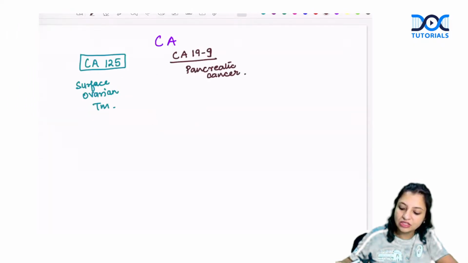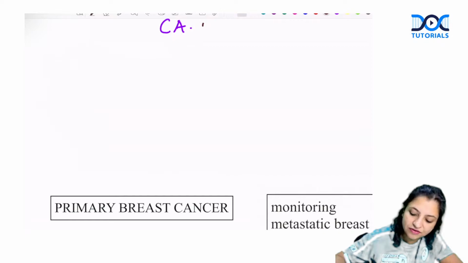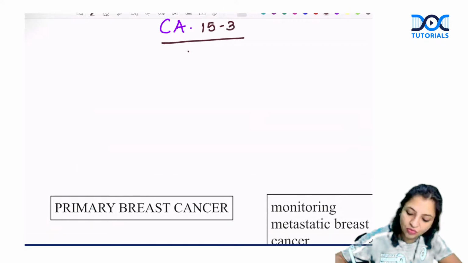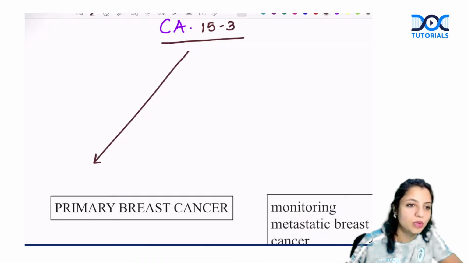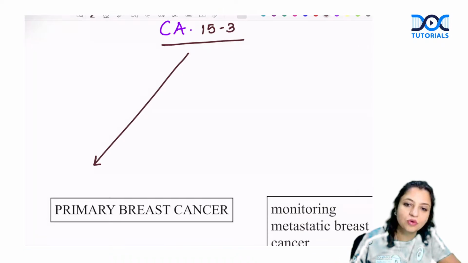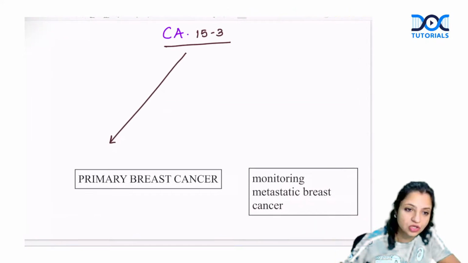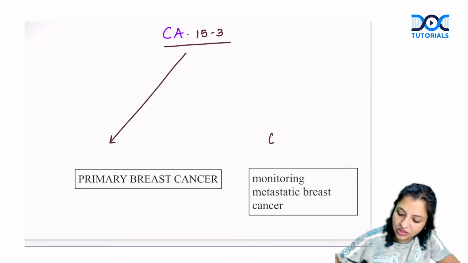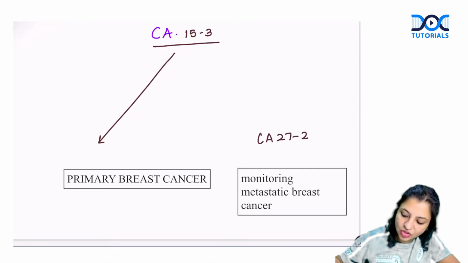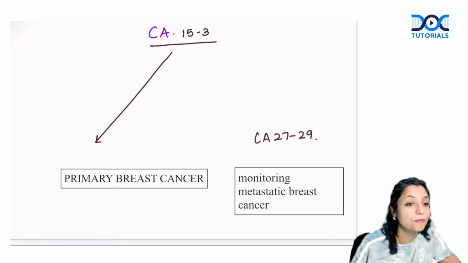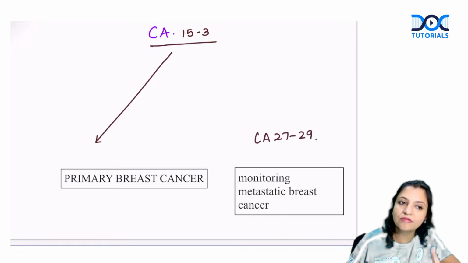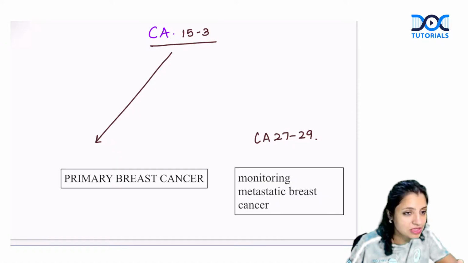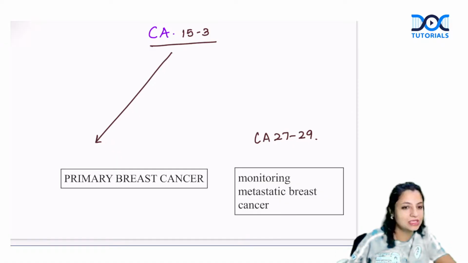Okay. The next important carbohydrate antigen is CA15-3. Remember, CA15-3 is very, very important in primary breast cancer. Whenever we have a primary breast cancer, that is positive for CA15-3. But whenever they change the question to metastatic breast cancer, so if you have to detect a metastatic breast cancer, then your answer will be CA27-29. This is the marker for metastatic breast cancer. So remember, 15-3 is for primary breast cancer and metastatic is 27-29.